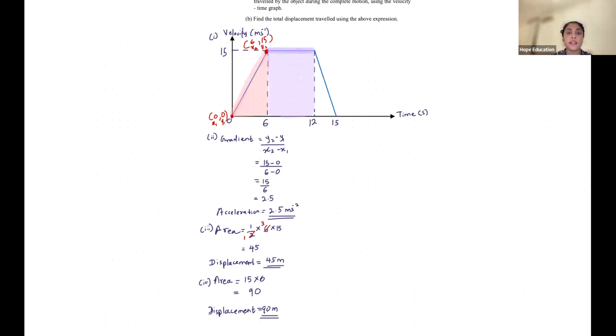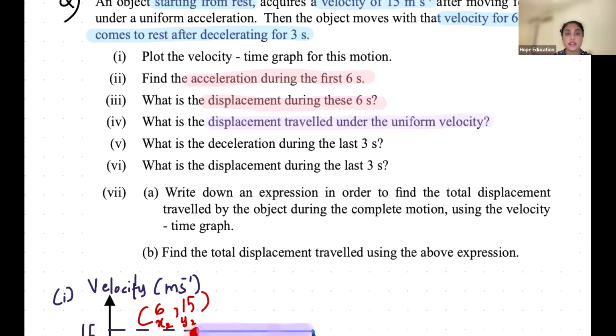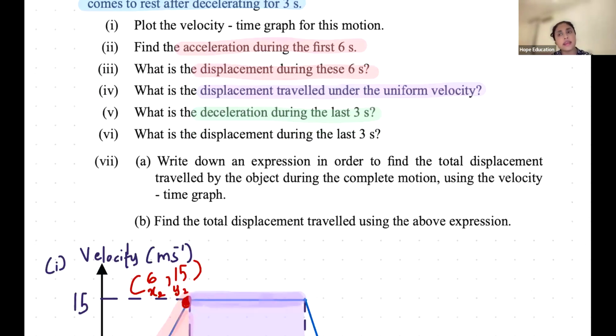Okay. Then Roman number 5. What is the deceleration during the last 3 seconds? Usually from the gradient of a velocity time graph, what do we get? Do we get acceleration or deceleration? Acceleration. We get the acceleration. And if the acceleration is minus, we can write the deceleration. When they are asking the deceleration, we have to first calculate the acceleration. So last 3 seconds means this section.